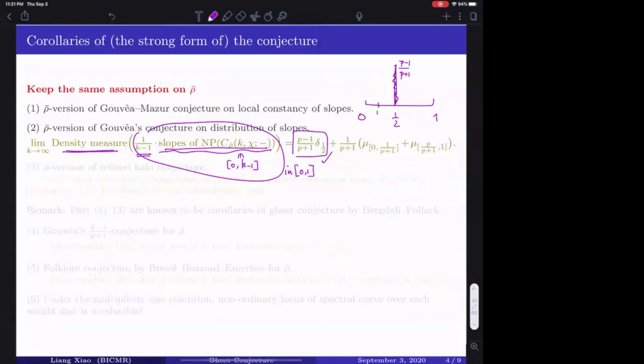What's not so clear is why the rest is equally distributed between 0 and 1/(p+1), and between p/(p+1) and 1. And also basically there's nothing in between. So there's nothing here, and there's nothing here. And why does it exactly cut off at 1/(p+1)? That's some sort of mystery of this conjecture. But this will follow from the combinatorial recipe.